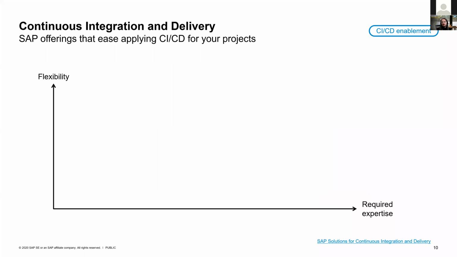And here we have several offerings. I put them here on a graph with the required expertise on the right and up is the flexibility. The first offering we came up with is the CI/CD best practice guide. Again, a best practice guide, but that's how it is.